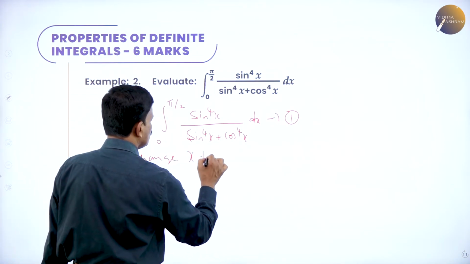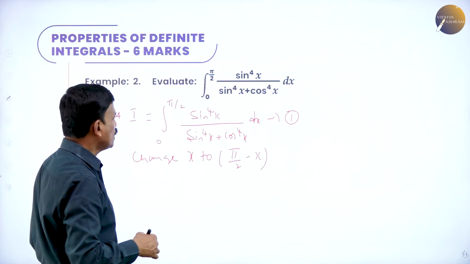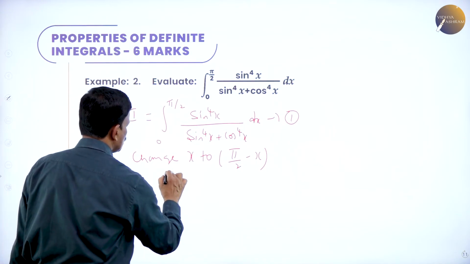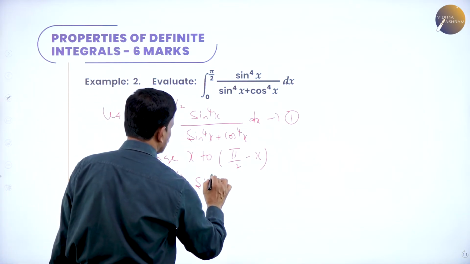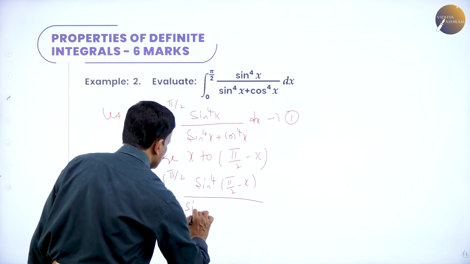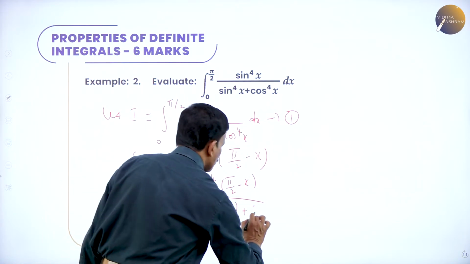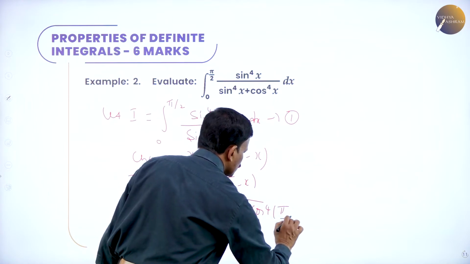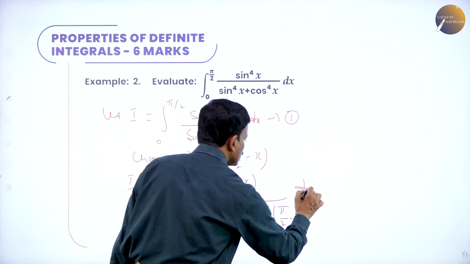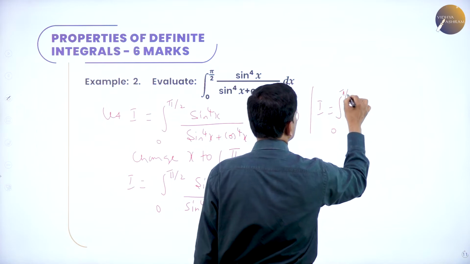Change or replace x to pi by 2 minus x according to the first property. Now pi by 2 minus x. So if x is replaced by pi by 2 minus x, this is integral 0 to pi by 2 sine to the power of 4 times pi by 2 minus x divided by sine to the power of 4 times pi by 2 minus x plus cos to the power of 4 times pi by 2 minus x into dx. So therefore this equation becomes I is equal to integral 0 to pi by 2.